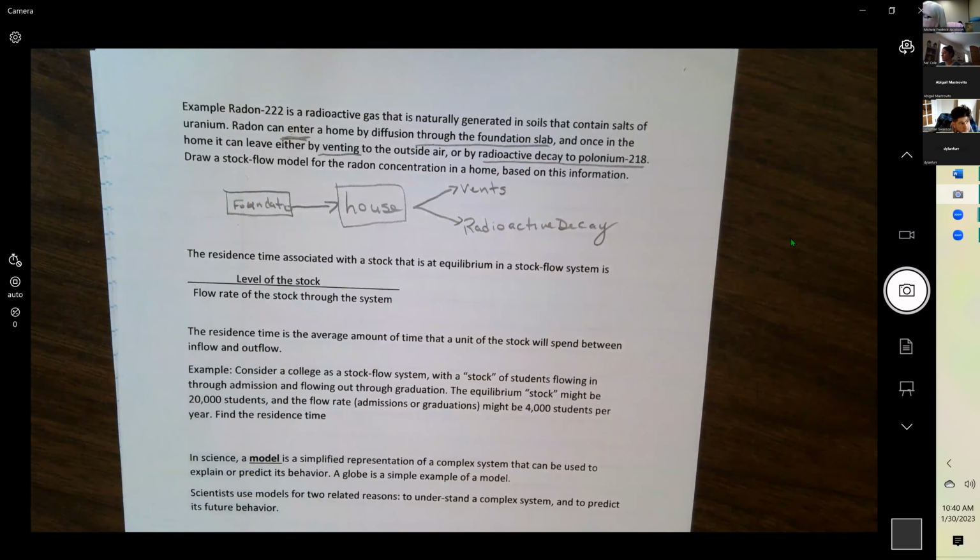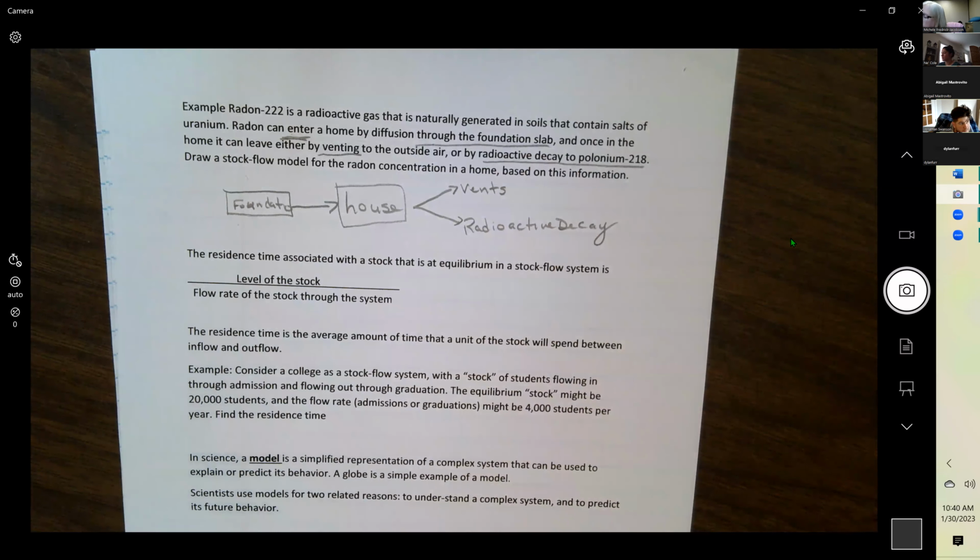The residence time associated with a stock that is at equilibrium is the level of the stock divided by the flow rate of the stock through the system. The residence time is an average amount of time that a unit in the stock will spend between inflow and outflow.